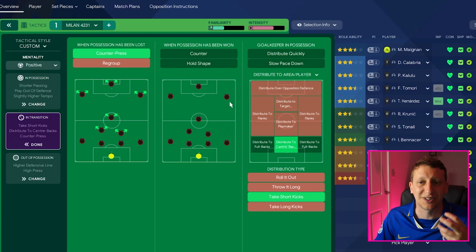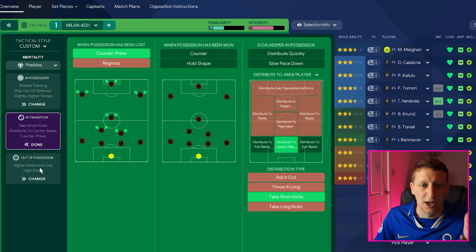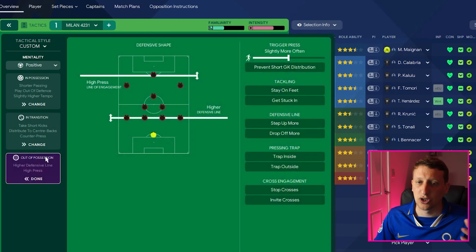I said they do like to build up steadily from the back. Take short kicks, distribute to centre-backs as well with the goalkeeper whenever we can. And then out of possession, 2 simple instructions. Higher press, high defensive line.